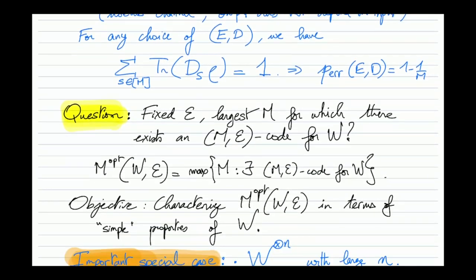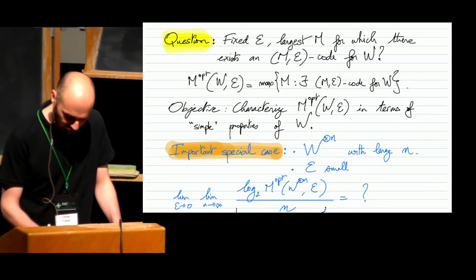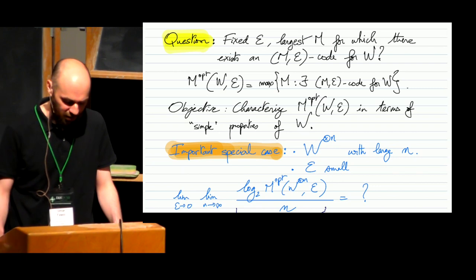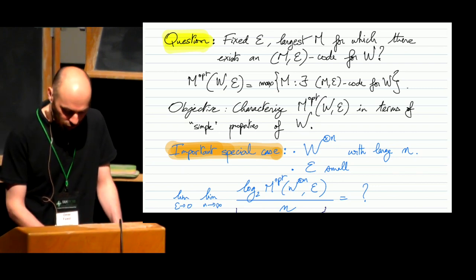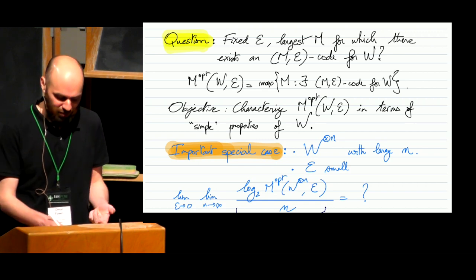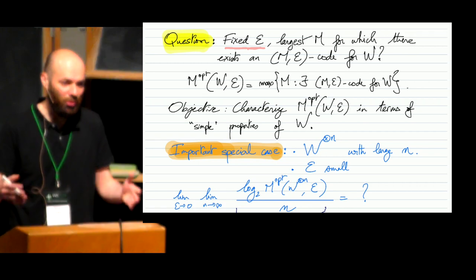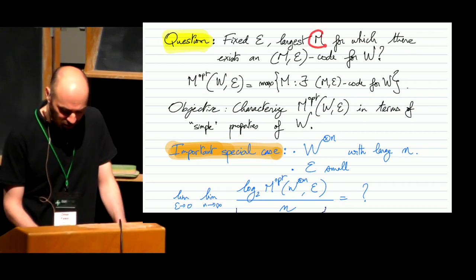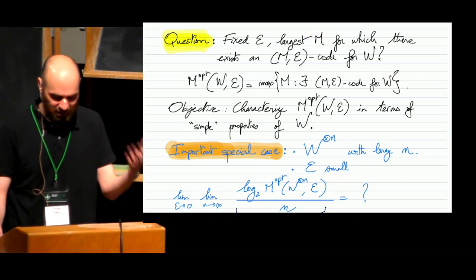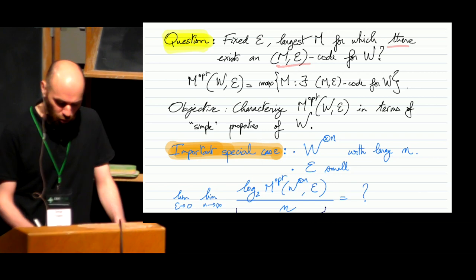Good. So now that hopefully the problem is clear, my objective is to understand the following. Remember, we want to understand the trade-off between epsilon and M. So now I fix epsilon, my allowable error probability. The question is, what is the largest M, or the largest number of bits I can transmit, such that there is an M, epsilon code for the channel W?